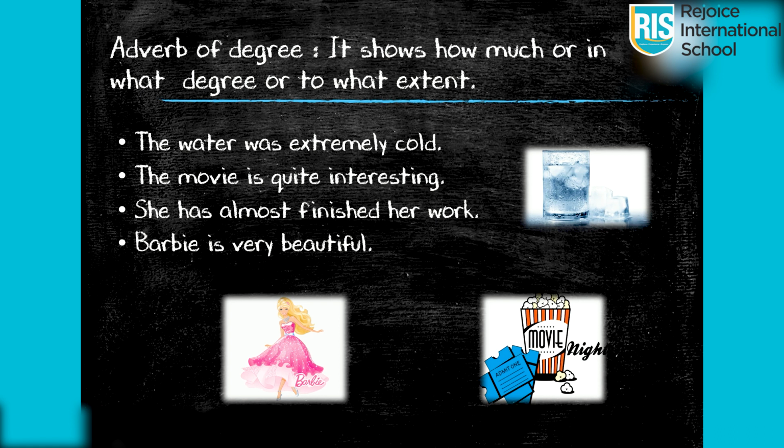Let's take the first example. The water was extremely cold. Now, extremely over here is describing the water being very cold. Okay, it is describing the intensity of coldness. It is describing the degree of coldness. So extremely over here is adverb of degree.